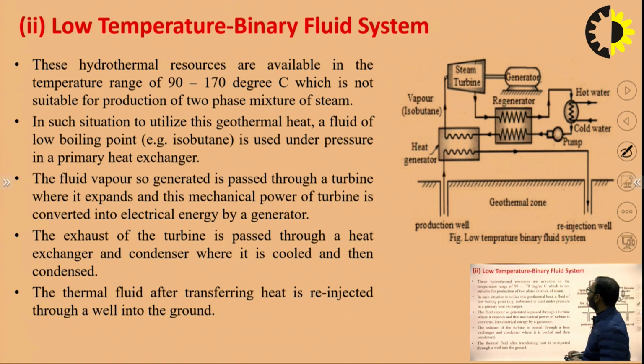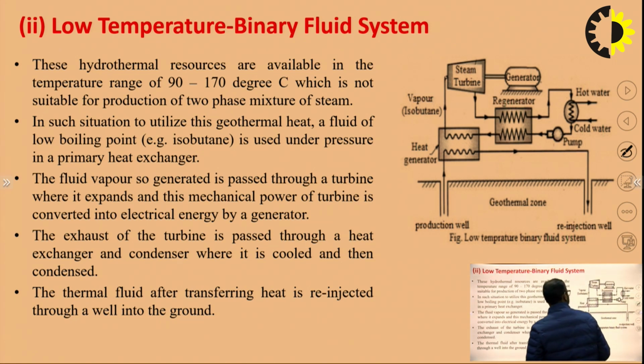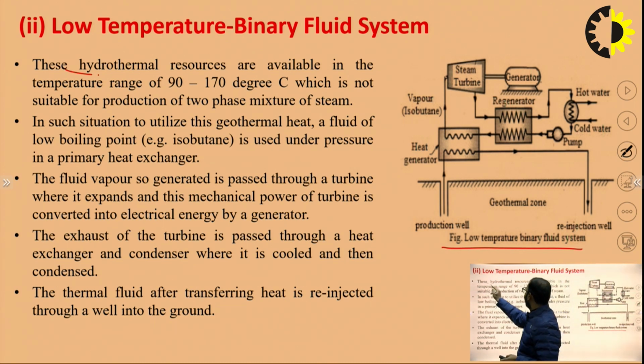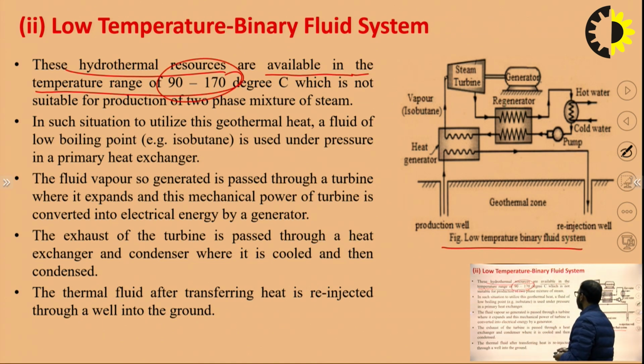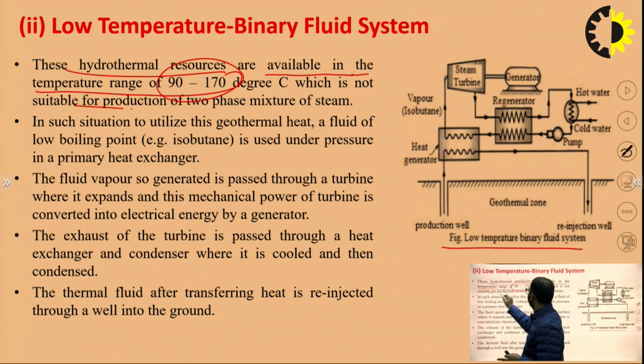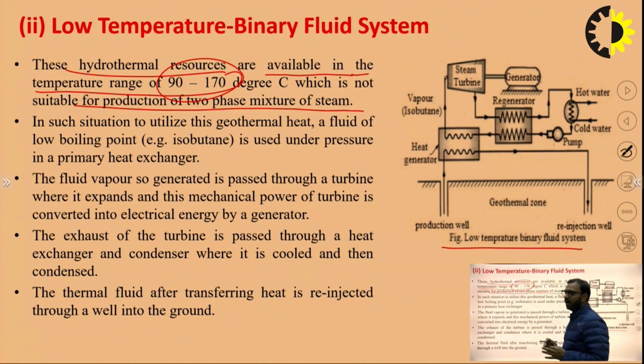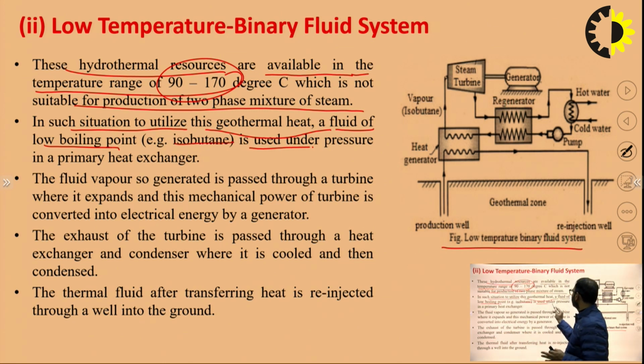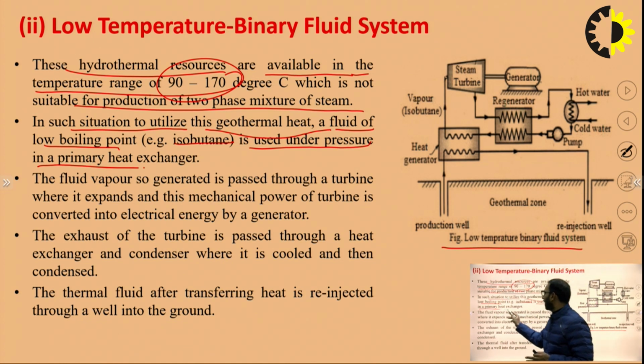Then the next one is the low temperature binary fluid system. This is the low temperature binary fluid system. In this, hydrothermal resources are available in the temperature range of 90 to 170 degrees Celsius, which is not suitable for production of a two-phase mixture of steam. In such a situation, to utilize this geothermal heat, a fluid of low boiling point, for example isobutane, is used under pressure in a primary heat exchanger.